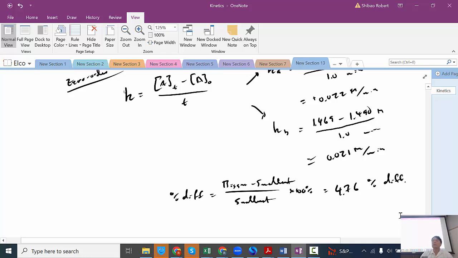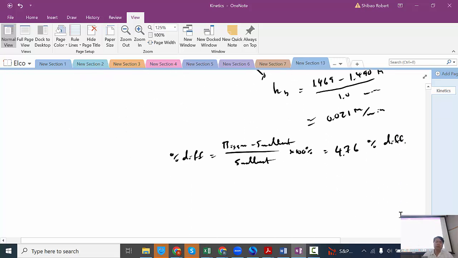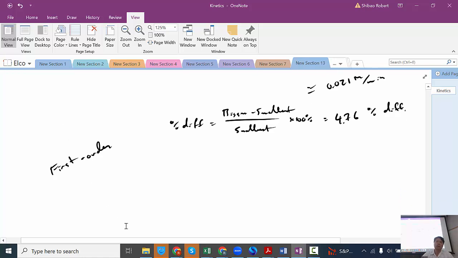And so the slope changed by 5%. Would you say that's a significant change in the slope? Yeah, I would. All right, so that's zero order. And then we're going to go to first order and see if we get a less significant change in the slope. For first order, we're looking at the ln plot, and the ln plot is linear.